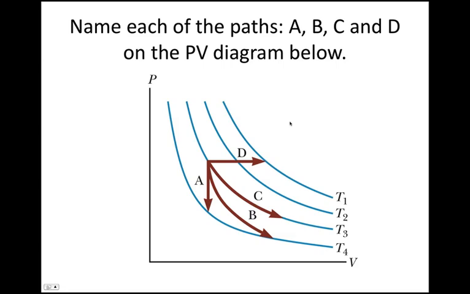Now here's something for you to try. Name each of the paths A, B, C and D on the PV diagram below. One of them is adiabatic, one is isovolumetric, one is isobaric and one is isothermal.